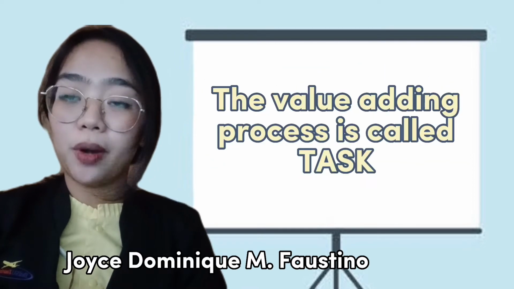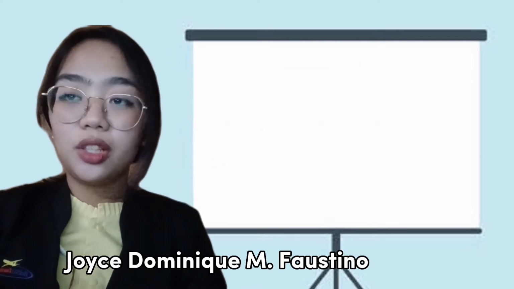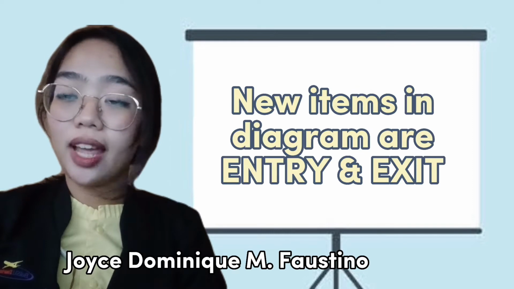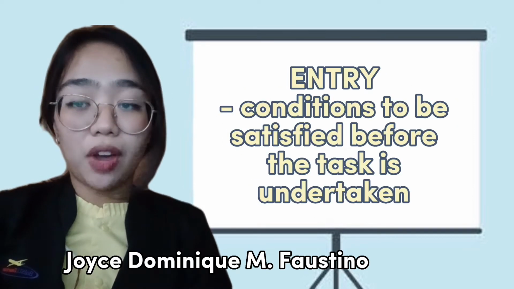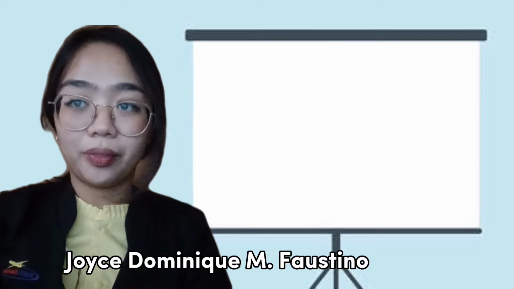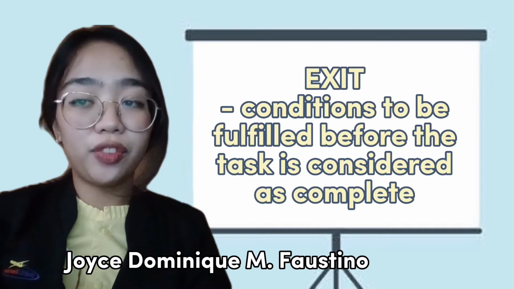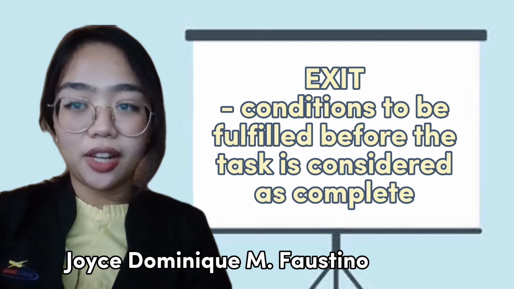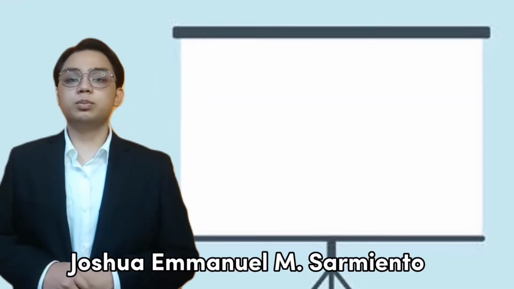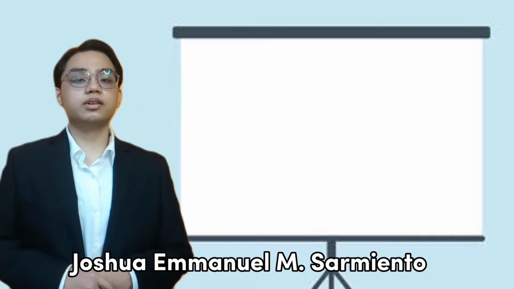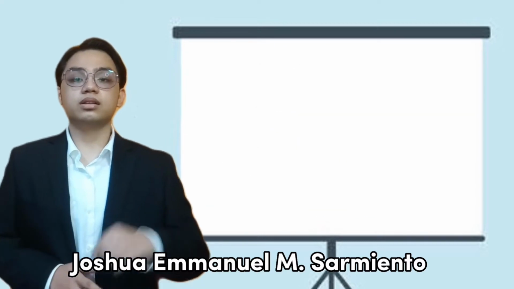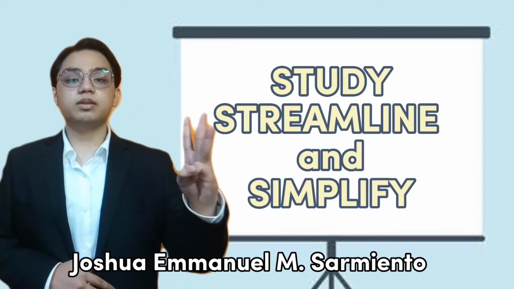The value-adding process is called Task. The new items in the diagram are called Entry and Exit. Entry is the condition to be satisfied before the task is undertaken, and Exit is the condition to be fulfilled before the task is considered as complete. Subburaj established the 6S model for process improvement. The first three phases of this model are study, streamline, and simplify.